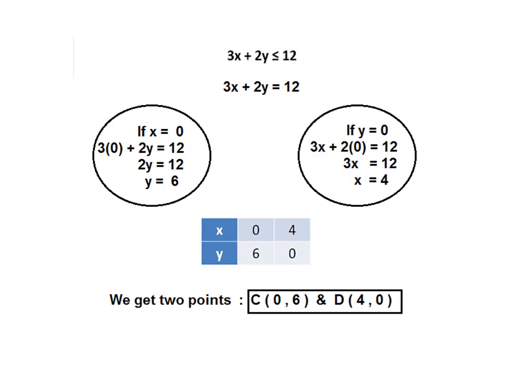So by looking at the tabular column, we can identify them as two points. We will call them C and D, since A and B we already used up. So now we will go for the other points, C and D. C is (0, 6) and D is (4, 0).